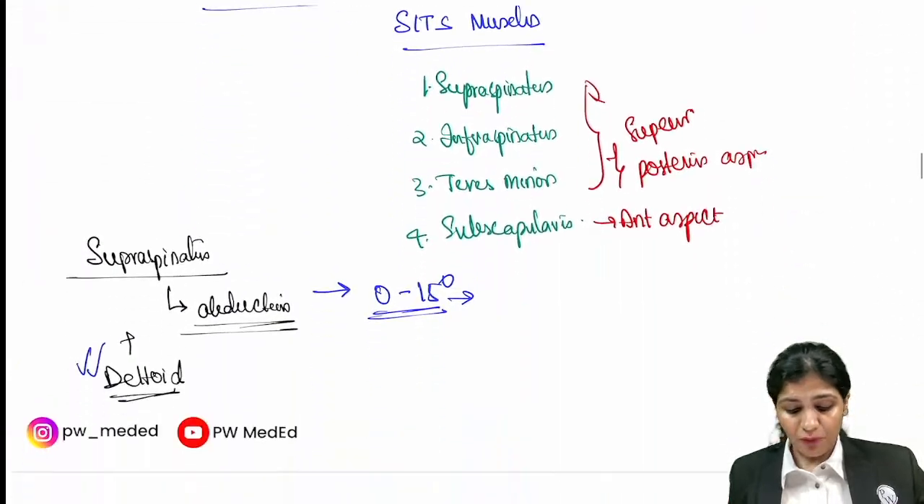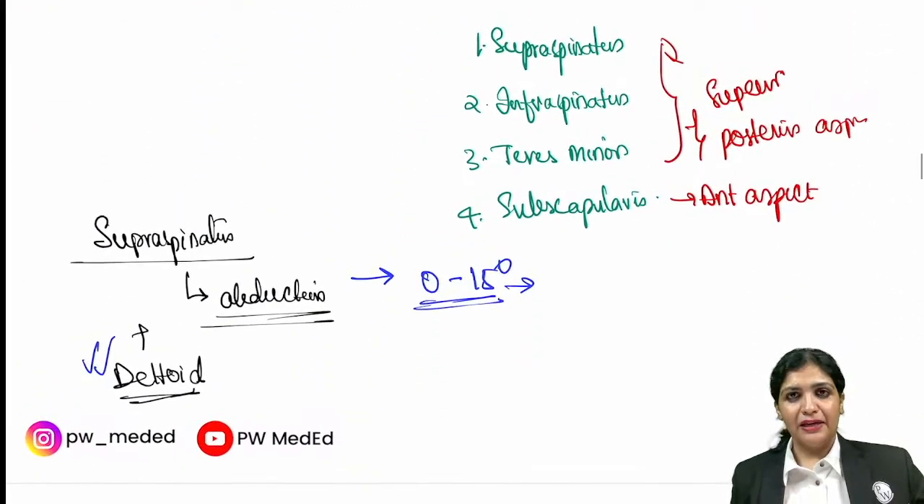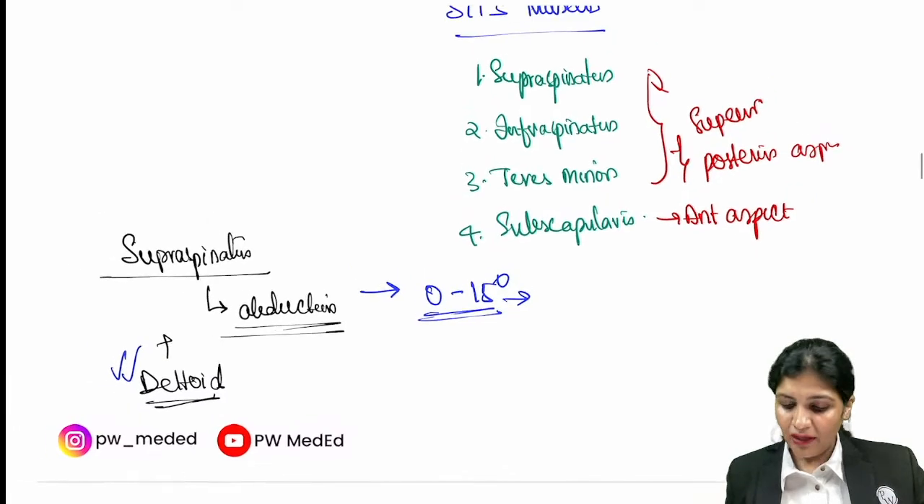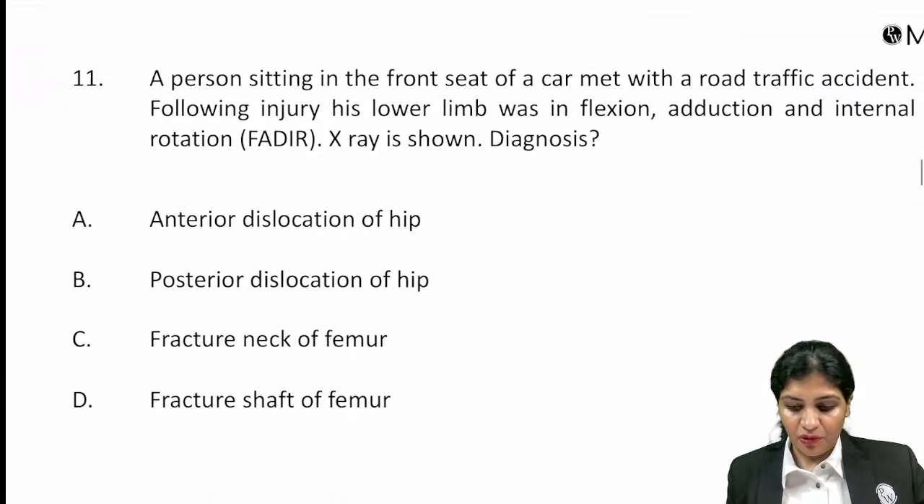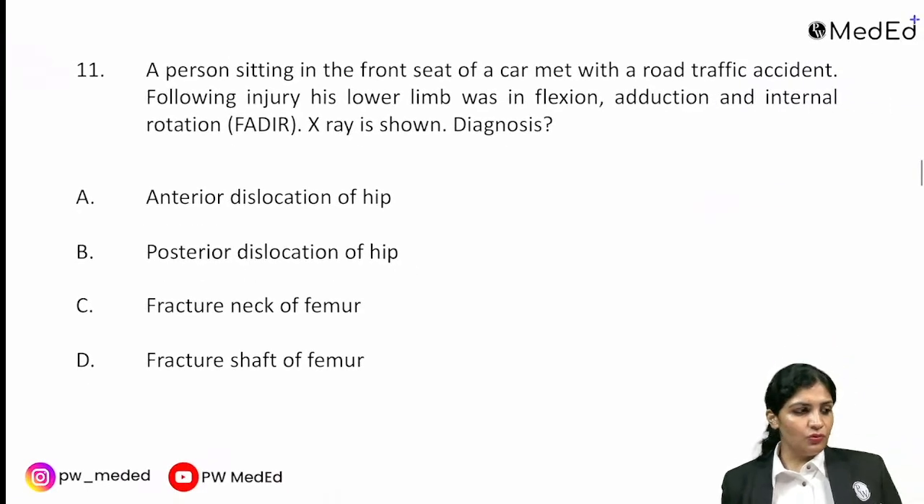This abduction movement will be painful in case of supraspinatus tendinitis. Okay. So that is about the rotator cuff. And now let's go to the next question.